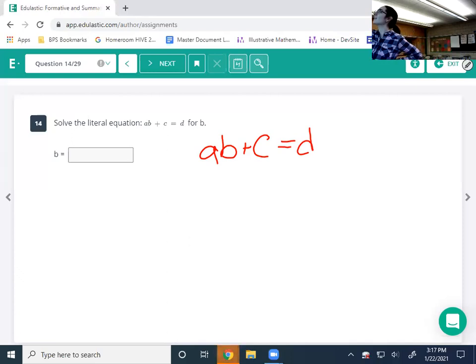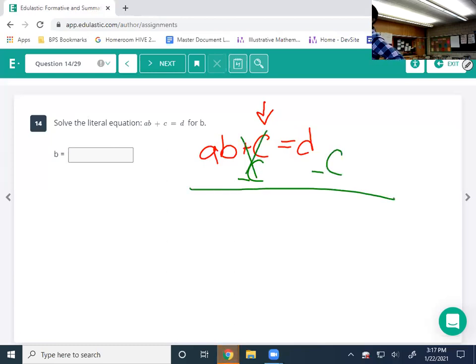So we need to think about the operations that are going to move those guys. So if I look at this C here, how am I going to move that over to the other side using my opposite operation? Well, what's going on there? What am I doing with that C? I'm adding that C. So to move it over to the other side, I would have to subtract C. Cancels out. I have A times B is equal to D minus C.